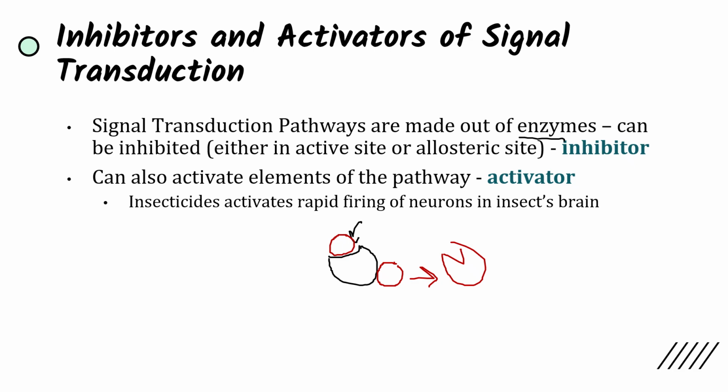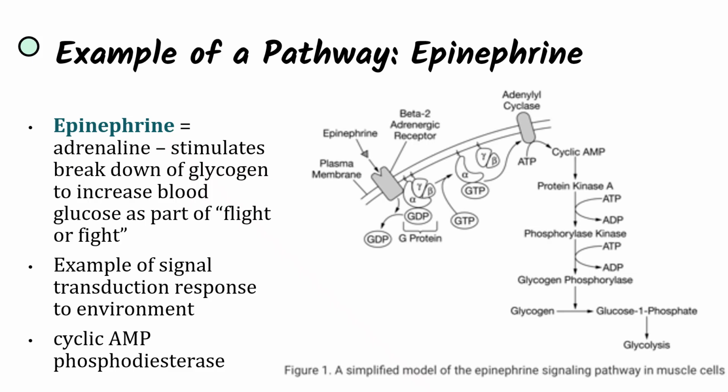But at the same time, activators also exist that can activate the enzymes within the pathway, such as with insecticides, which are chemicals that activate rapid firing of neurons in an insect's brain, eventually causing the insect to die. Now that we've looked at all the components of a signal transduction pathway, let's look at a specific pathway and analyze all of its parts.